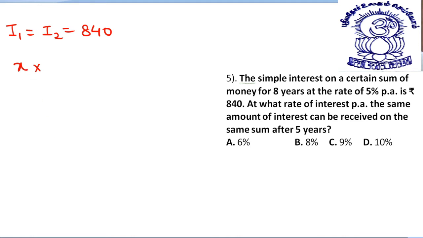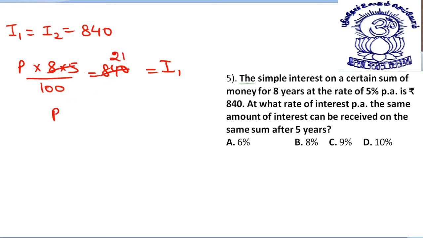So for 8 years at the rate of 5% per annum, X into 8 into 5 by 100 is equal to 840. From here I can easily calculate the principal. This is I1. Now 8 into 5 is 40. If you cancel 840 by 40, you get 21. So the principal comes out to be 2100.